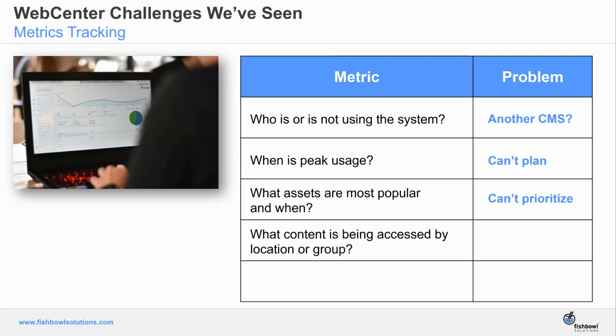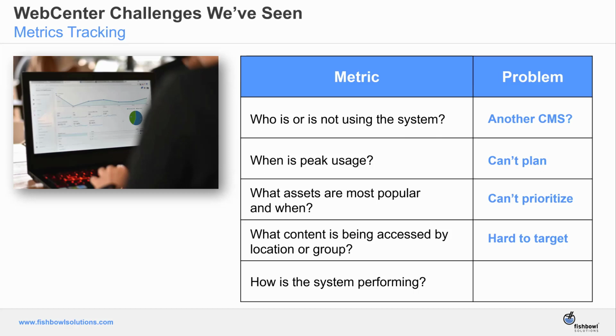And for organizations that have multiple locations, you're using Web Center to drive content to those locations. If you're not tracking the content by that location or group, you won't know if a change to maybe metadata or document titles could perhaps improve accessibility. Knowing this will help you better target that content to specific groups or locations.